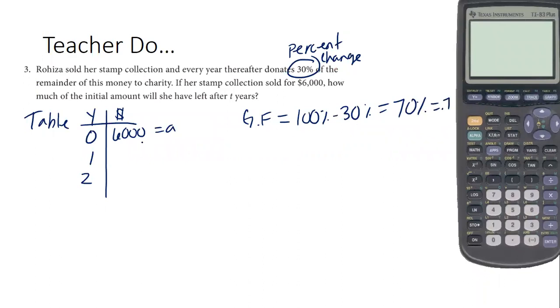0.7. So if I wanted to figure out year 1, what she has left, I would multiply by 0.7, right? So 6,000 times 0.7 gives me, what's 6,000 times 0.7? 4,200. So after year 1, she's left with 4,200. And if I wanted to find the value of year 2, I'll continue, multiply by 0.7. So what's 4,200 times 0.7?